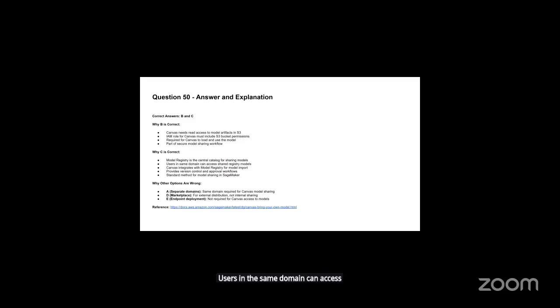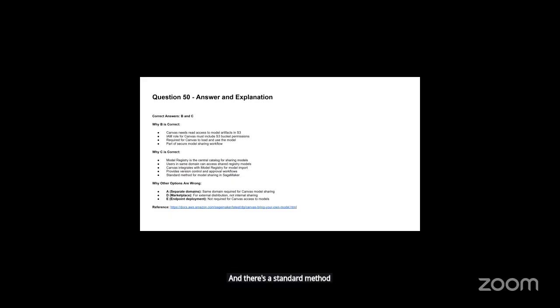So model registry is the central catalog for sharing models. Users in the same domain can access shared registry models. And Canvas can integrate with model registry for model import. This provides version control and approval workflows. And it's a standard method for model sharing in SageMaker.